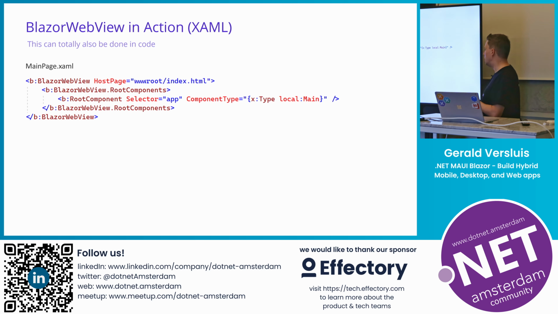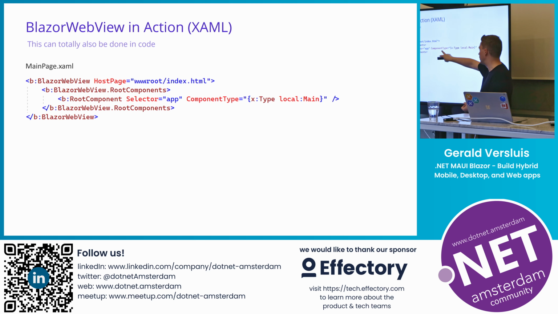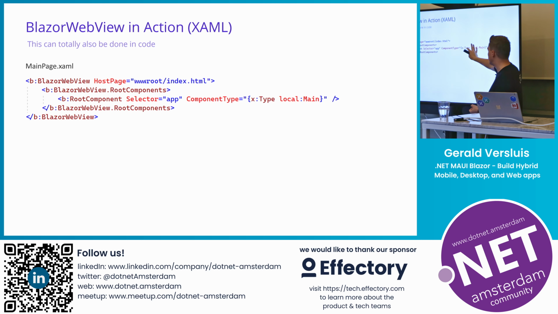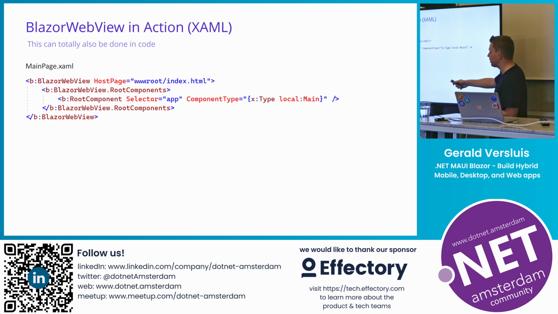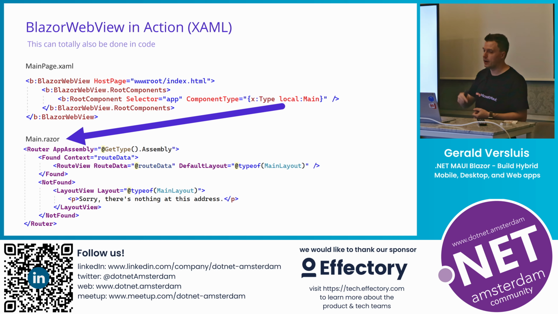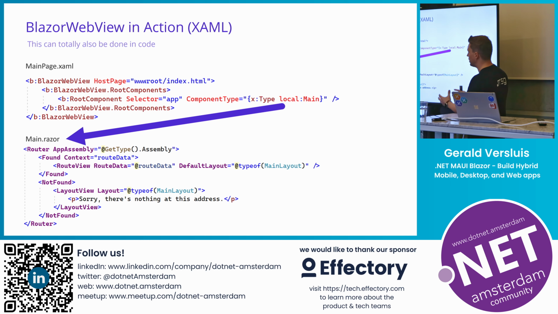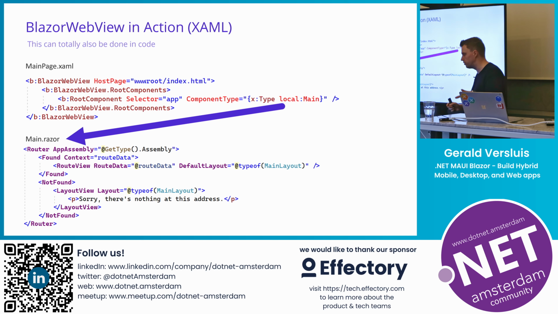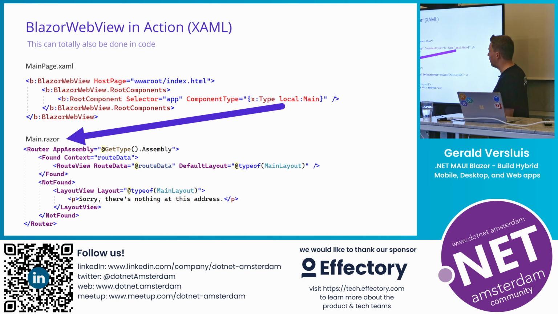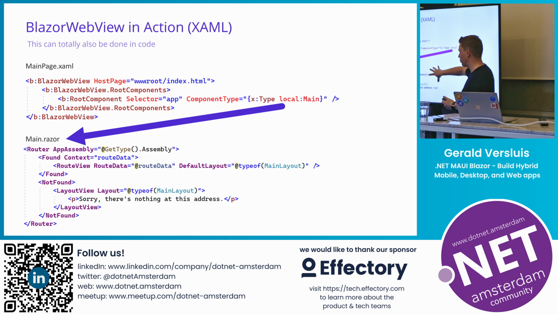Then you say the component type you have to load in there is, this is a little bit of syntax, my main thing, right? That refers to the main.razor. This is a special thing. It's not really the Razor page, but a router, which I didn't show in the demo just now. But this router bootstraps your Blazor application.